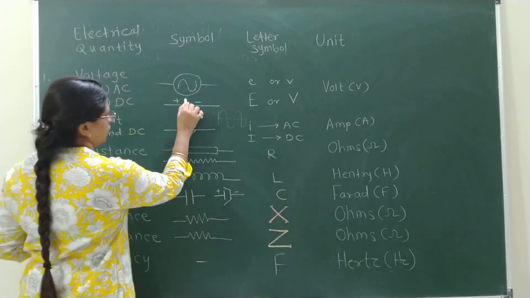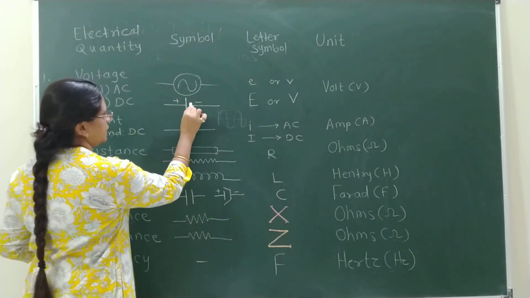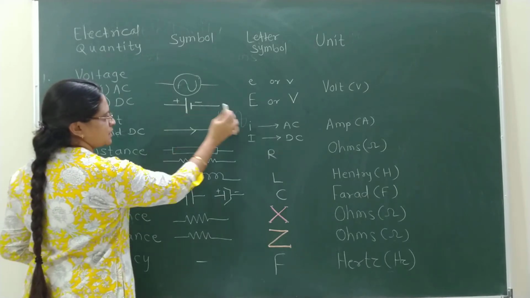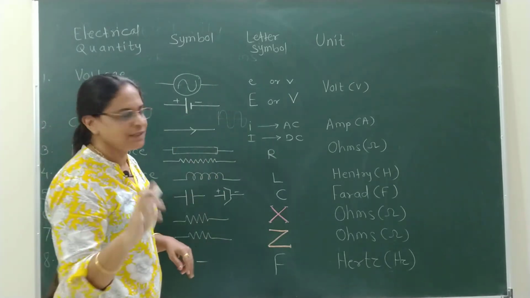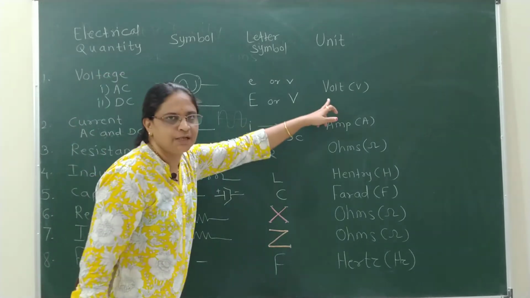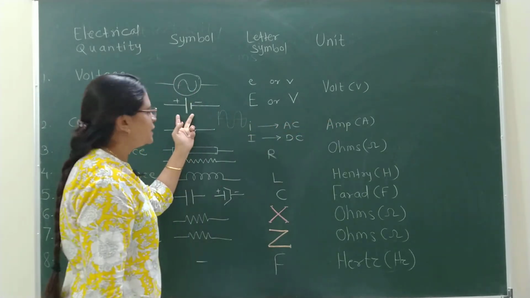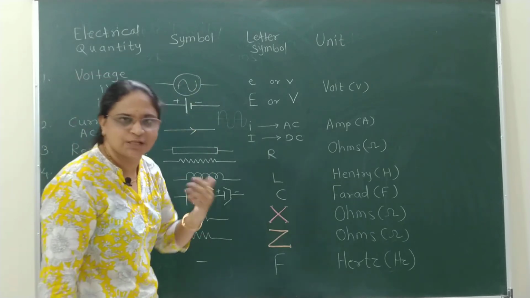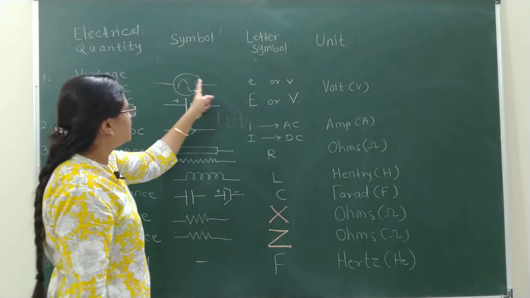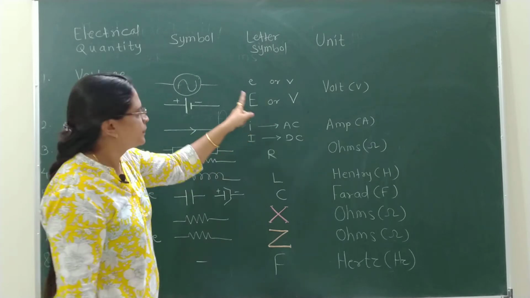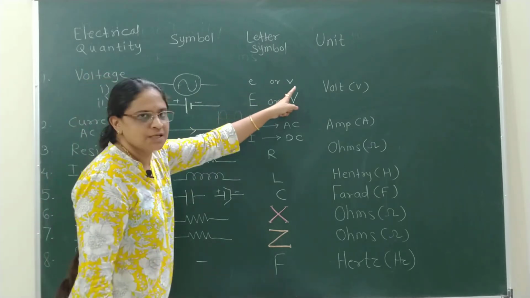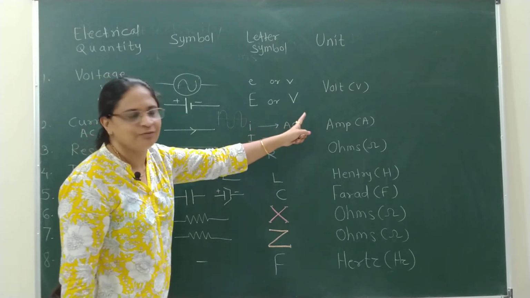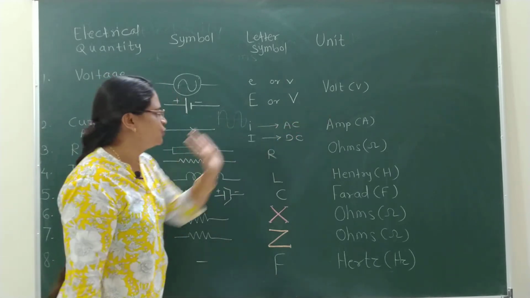But for DC voltage, one larger line and another smaller line, along with plus minus markings, shows either capital E or capital V. Again, unit is the volt. Here polarity remains fixed, but in case of AC, polarity as well as magnitude keeps on changing, so don't mention plus or minus sign. The letter symbol used is E or V in small case, but for DC voltage, capital E or capital V, and the unit is the volt.